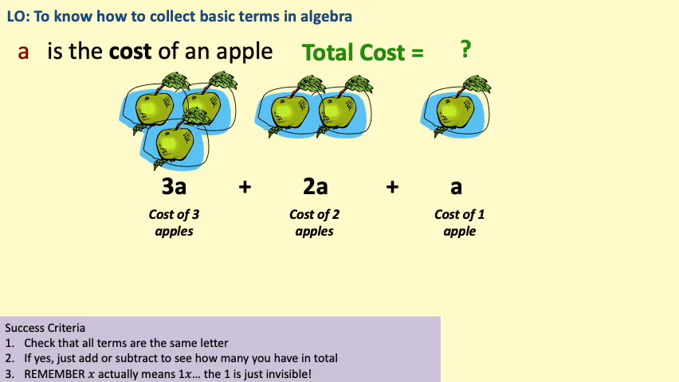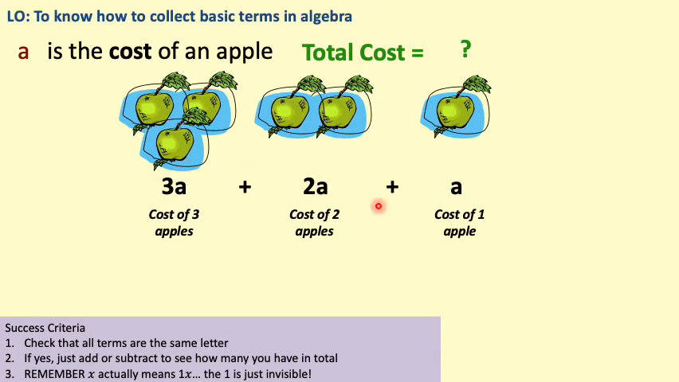So if a is the cost of an apple, what is the total cost of all of these apples here? We have 3 apples to start with. And we have 2 more apples added onto our basket here. And then we have another apple. So the cost of the apples is all the same. These 2 apples will cost the same as these 2 up here. So every apple costs the same.